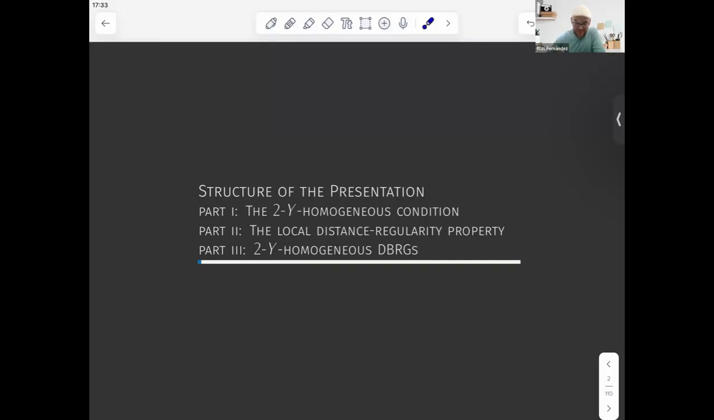I'm going to talk about certain properties in the well-known class of distance-biregular graphs. So the idea for today is I will present what is this property that we call the 2-homogeneous condition, a combinatorial property that we study in graphs which are bipartite. I will also quickly recall what we mean by the local distance regularity property of a vertex. And then we will mix these two properties together to study 2-homogeneous distance-biregular graphs.